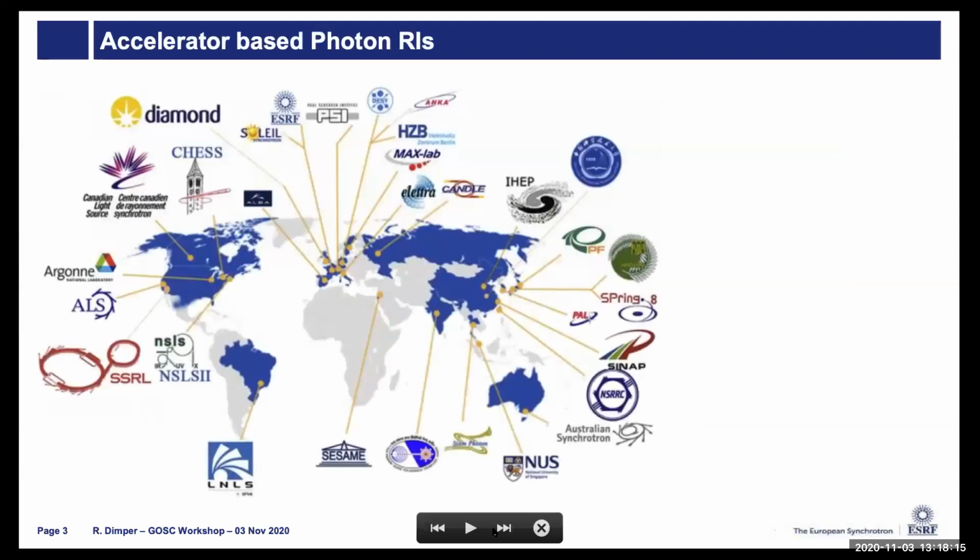Here you have a map of the different research infrastructures. We are talking here about accelerator-based photon factories, user facilities. You can see that they are scattered all around the world, covering the entire globe, except maybe for Africa. Africa is still an area which is empty, but there is a project there too. Next slide, please.